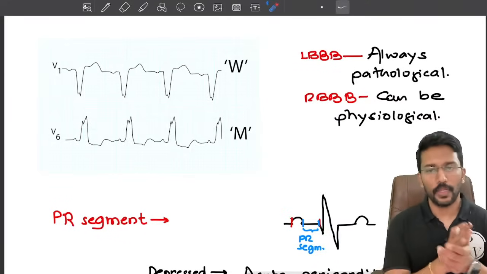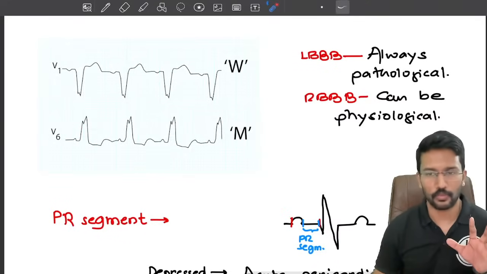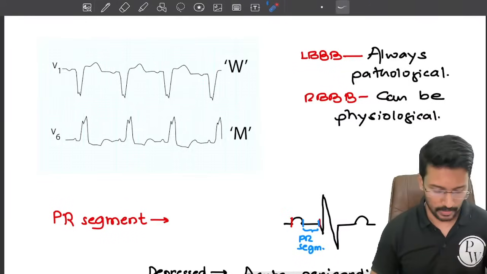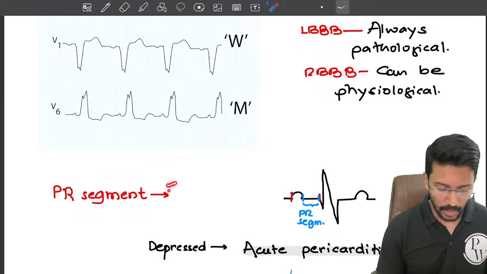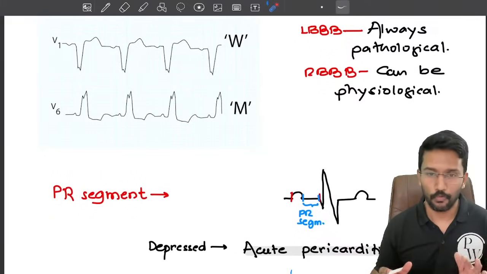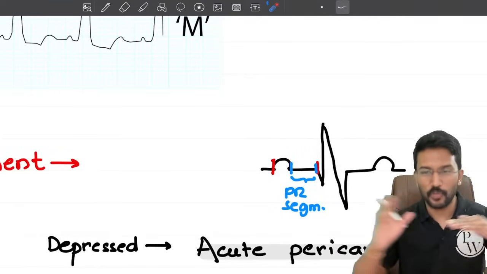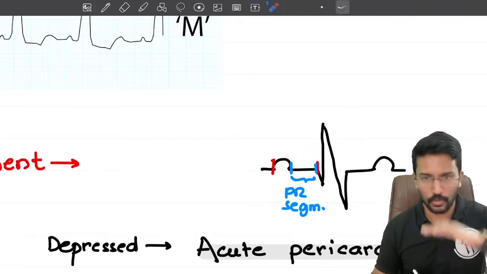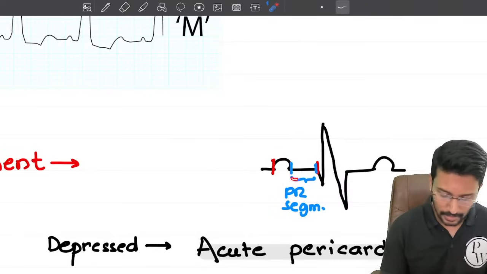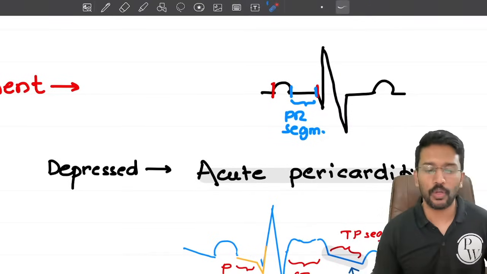Okay. So now we have studied the P waves, then PR interval, QRS complexes. The next thing we will study is the PR segment. Remember, segments do not include a wave, right? So what can go wrong with segments? Segments do not prolong. Segments go up or go down. So the PR segment can be depressed. Where is it depressed? It gets depressed in acute pericarditis.